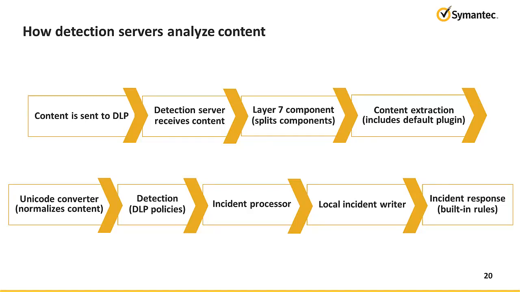As shown in this figure, when a detection server receives input content, such as an email, ICAP request, crawled files, and so on, the application layer component, layer 7, splits the message into several parts: header, subject, body, and attachments. If the message contains an attachment, the content extraction component is invoked to identify the file type and extract text and subfiles. Extracted content is normalized and passed to the detection component for policy evaluation. If there is a match, an incident is created and persisted to disk, and a separate process sends incidents to the Enforce server. If there is no match, no incident is created and the message is not analyzed further.